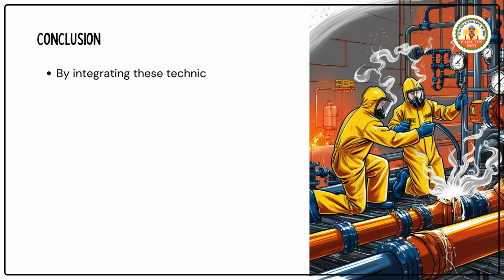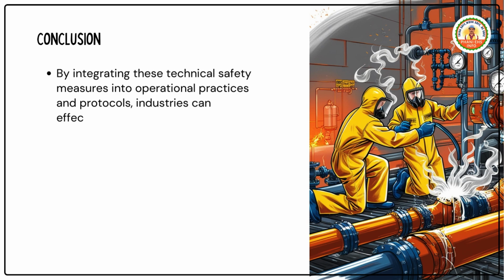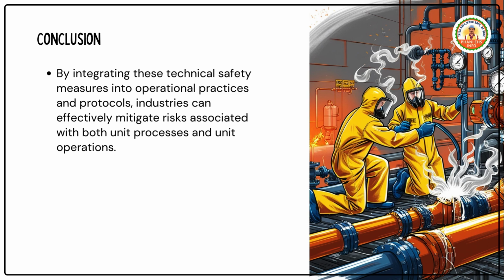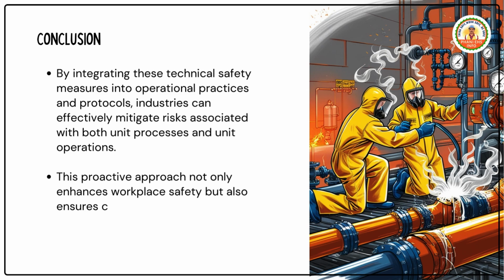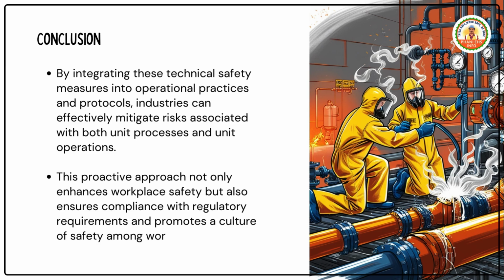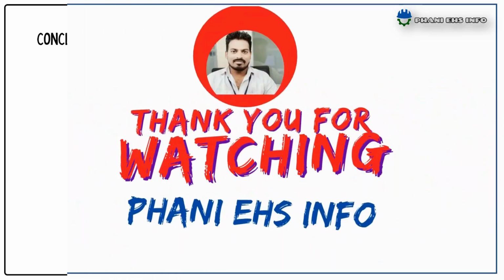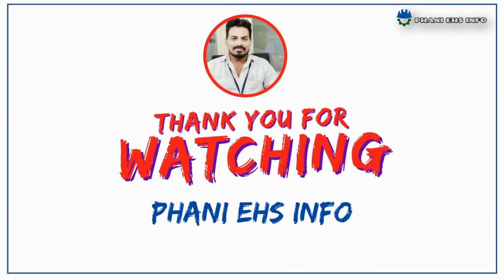Conclusion. By integrating these technical safety measures into operational practices and protocols, industries can effectively mitigate risks associated with both unit processes and unit operations. This proactive approach not only enhances workplace safety but also ensures compliance with regulatory requirements and promotes a culture of safety among workers. This is all about today's topic.